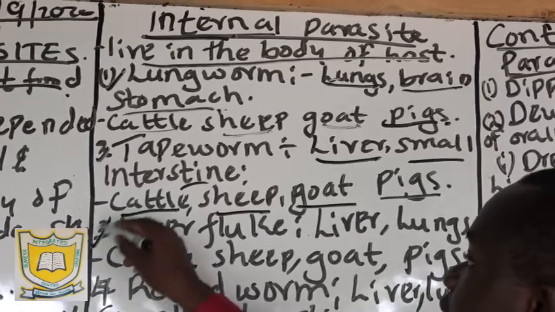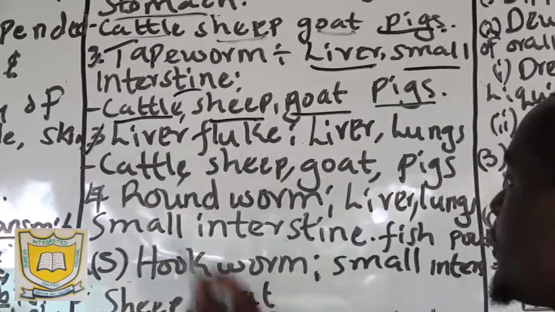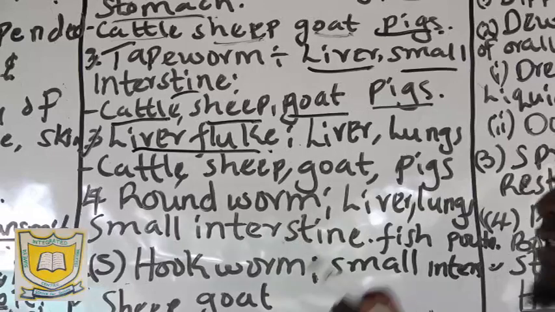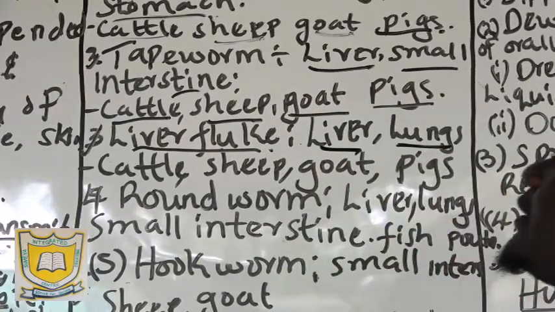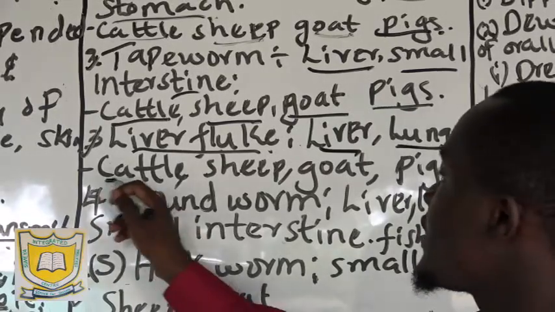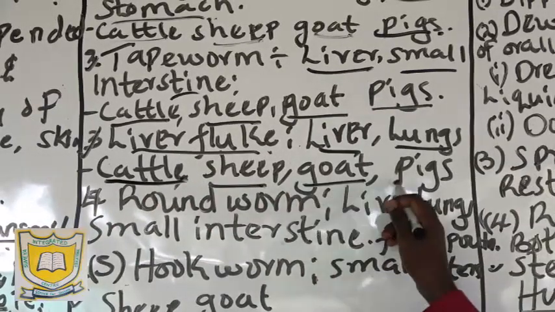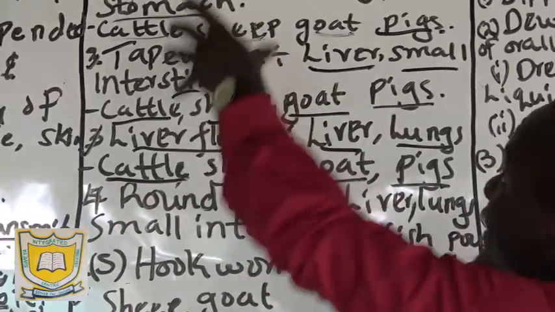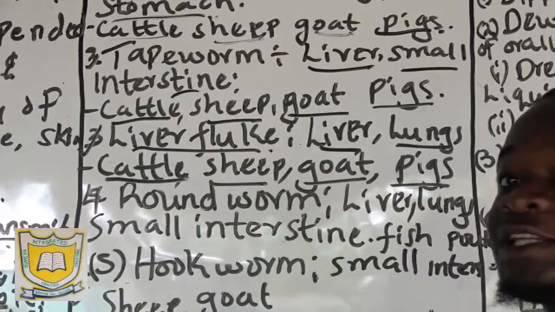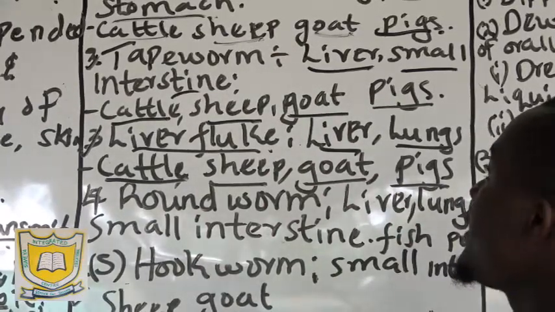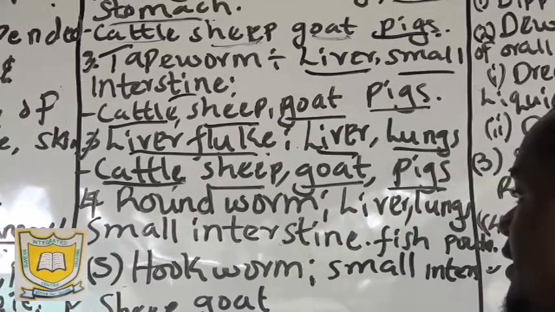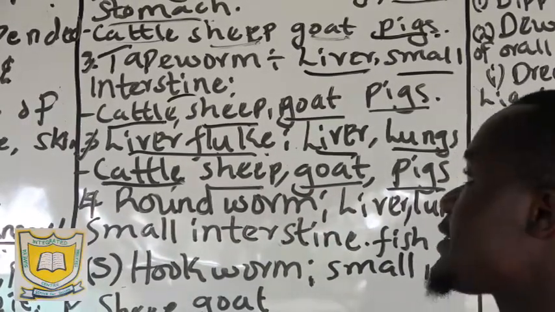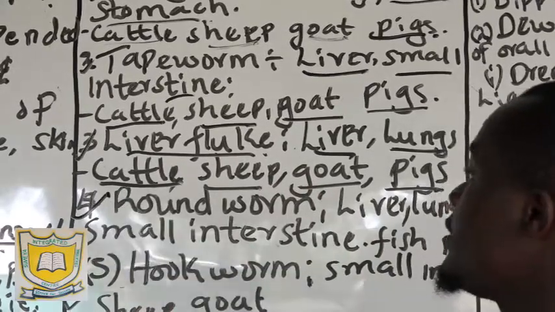Then number three, on the internal parasite, we have the liver fluke. The parts that are affected by the liver fluke are the liver and the lungs. Then also, what are the hosts? The hosts are the cattle, sheep, goats, and pigs. So you must understand the internal parasite, the parts that are affected, and also get to understand the specific hosts of those parasites. The second last example of this internal parasite is the roundworm.